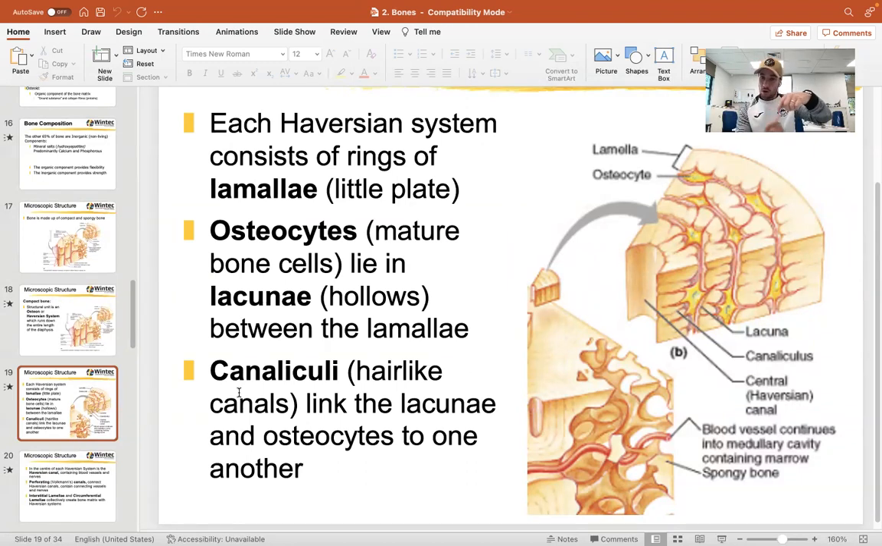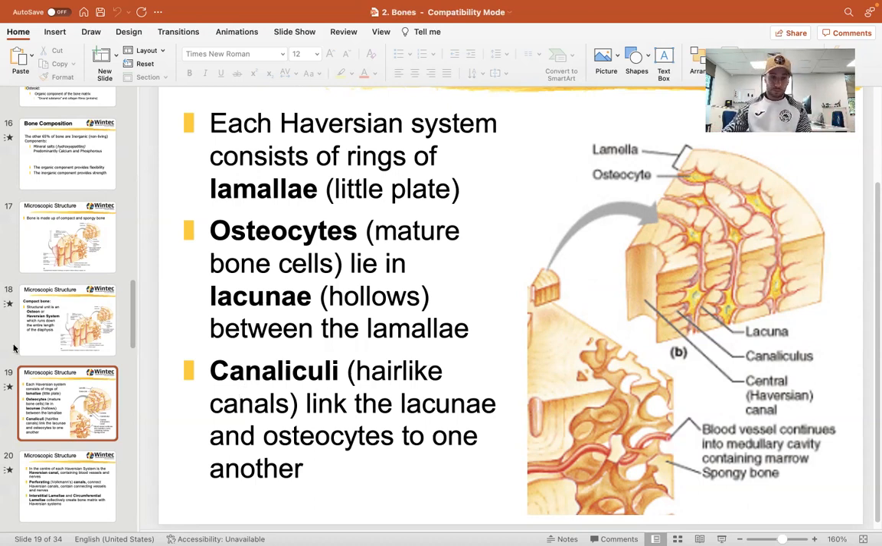All right, and that osteon, that Haversian system, is a pillar-like structure that sits running up and down the bone around the medullary cavity to provide it with strength. Okay, and what it also does is it's the home for those blood vessels to run through from the spongy bone out into the body.